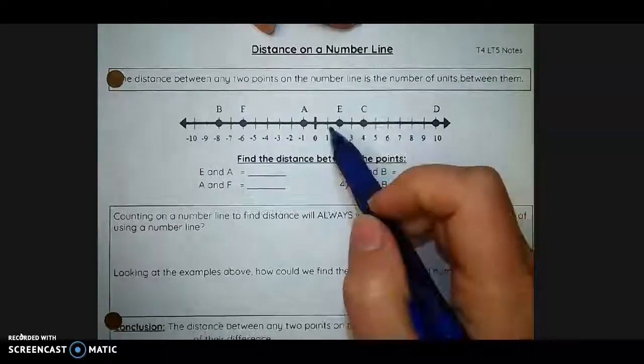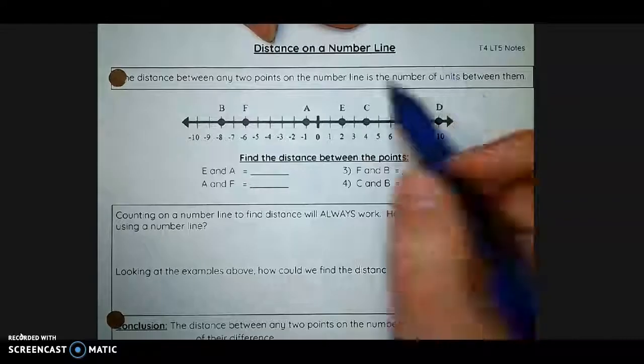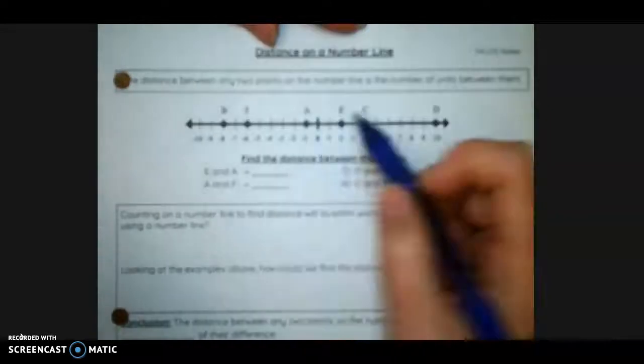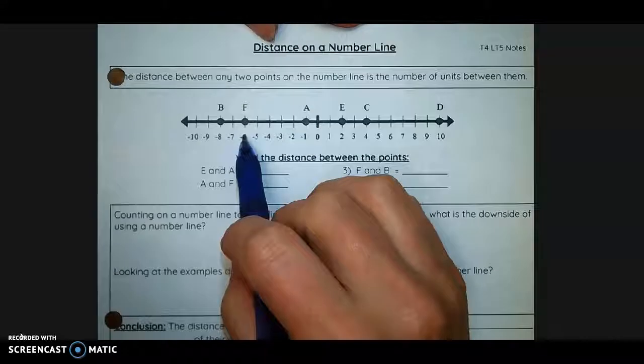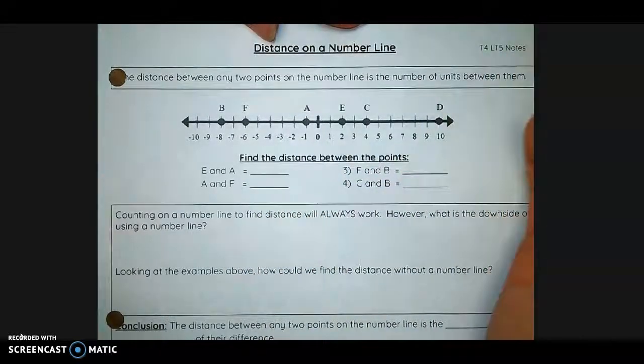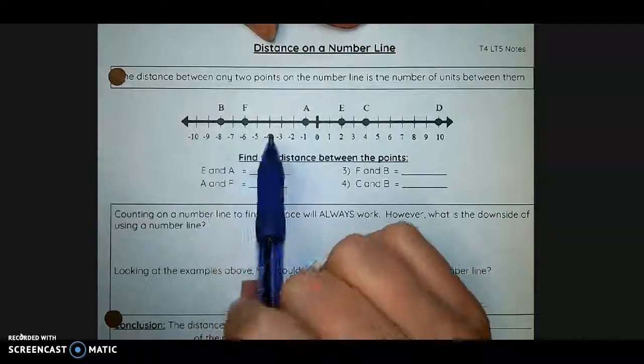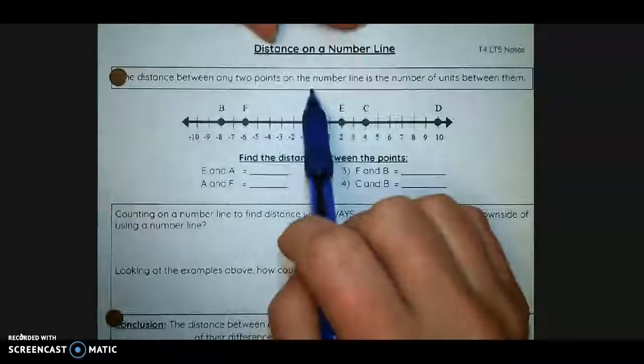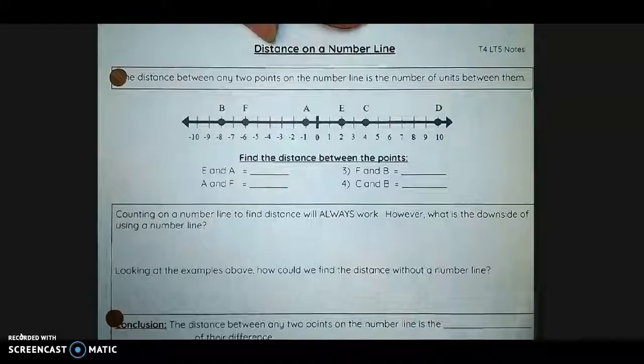Absolute value, remember, is how far is a point from 0? Well, 2 is 2 steps away from 0. Negative 6 is 6 steps away from 0, and they're both going to be positive because they're both distances. So the distance between any 2 points on the number line is the number of units between them.